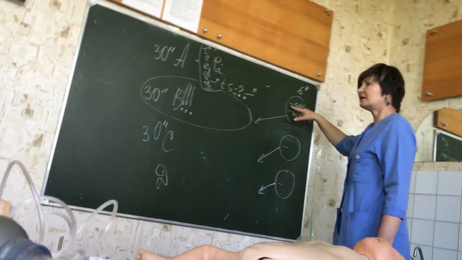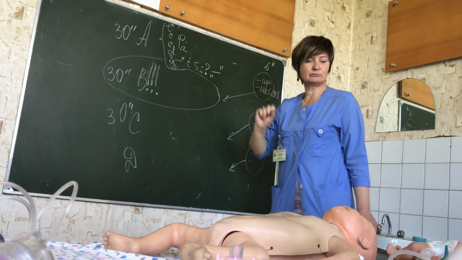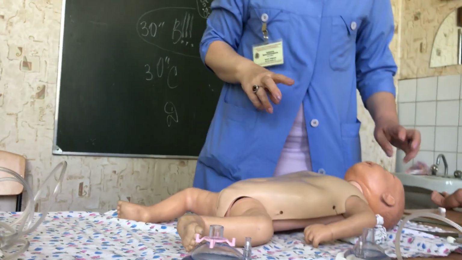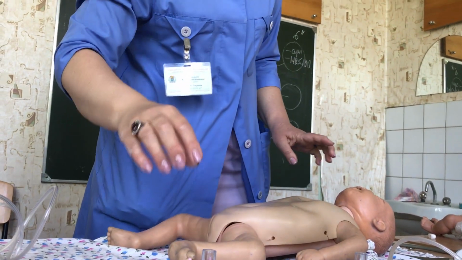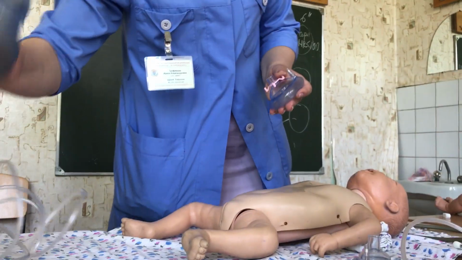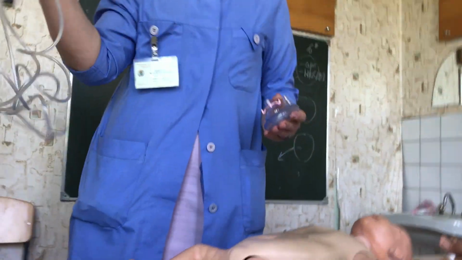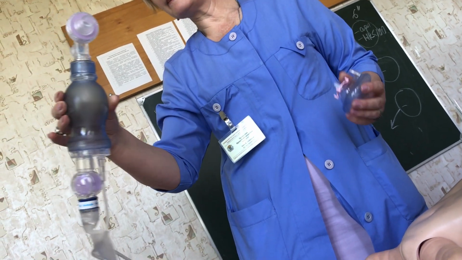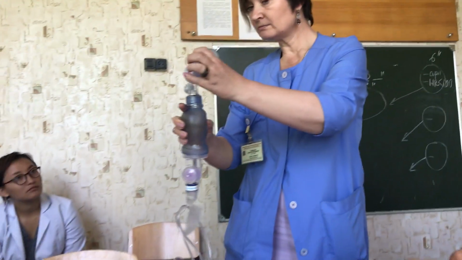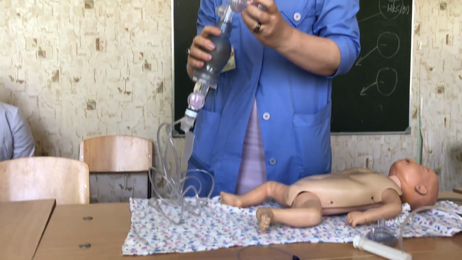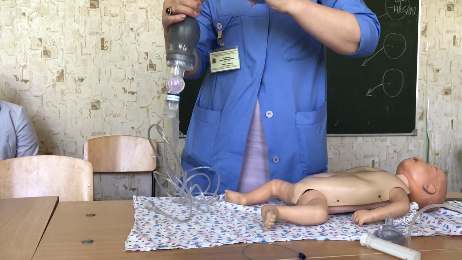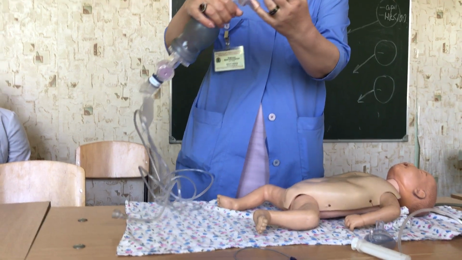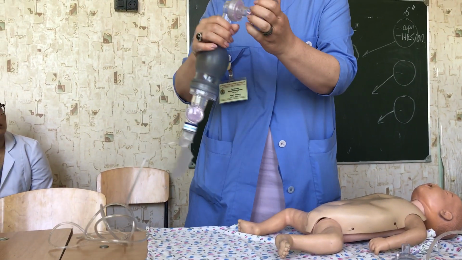Next. If there is an indication for step B, either apnea after tactile stimulation, or heart rate less than 100 even if it starts to breathe after tactile stimulation, you can do artificial ventilation in step B. It must be done through a resuscitation bag, through a mask or through an endotracheal tube. You can also connect an endotracheal tube with a resuscitation bag.